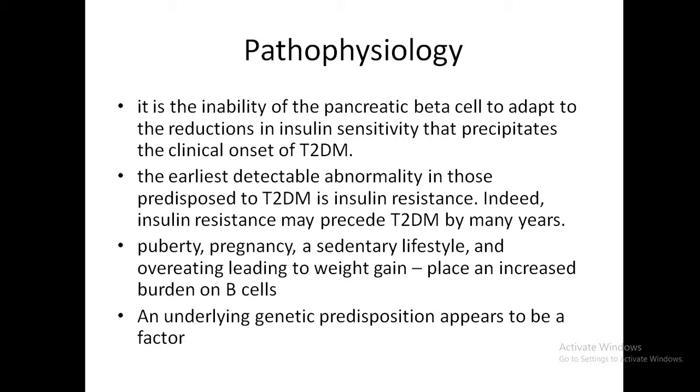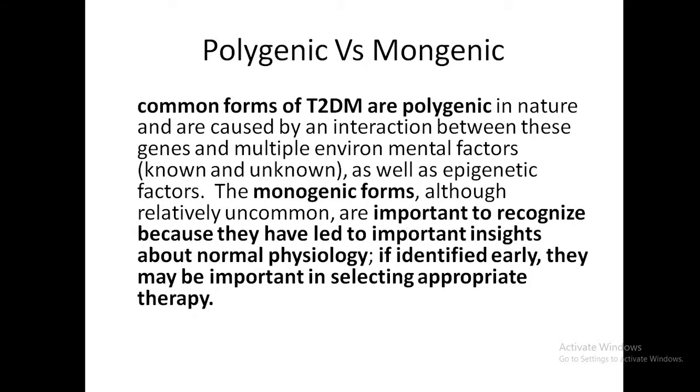An underlying genetic predisposition appears to be a factor, even though the proof is not that convincing. Polygenic or monogenic? In fact, both of these are implicated in type 2 diabetes mellitus. The common forms of genetic factors are polygenic, and these are caused by the interaction between genes and environment, and also epigenetic factors.